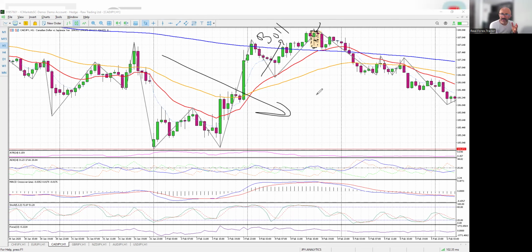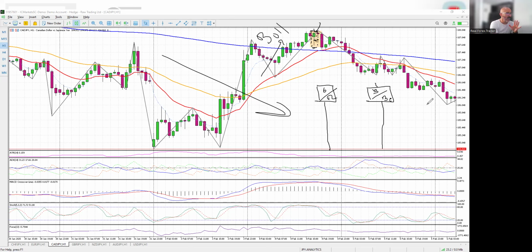We have different types of hammers. Some of them are perfect hammers, right? A perfect hammer is the one that doesn't have any upper wick. An imperfect hammer is the one with a slight upper wick in here, right? I repeat, it doesn't matter if it is green or red, or if it is bull or bear, right?